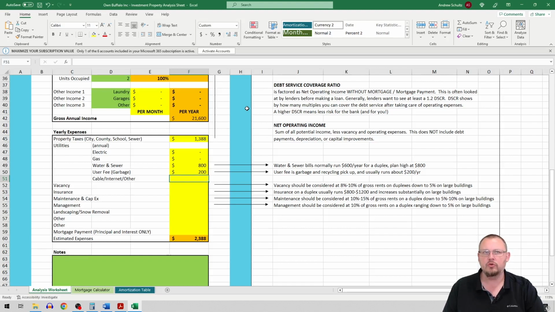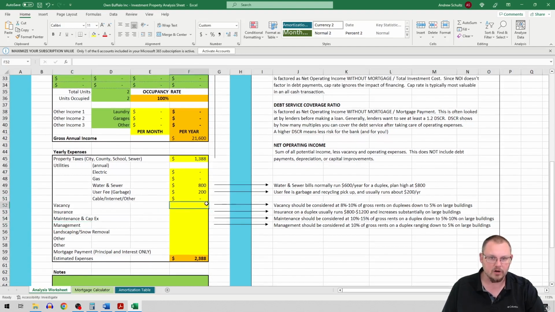Some of us do offer cable or internet as an amenity in buildings, usually on larger buildings and things of that nature. But for the most part, we don't include that. So I'm going to throw a 0 in there. Now we're talking about vacancy, insurance, management, CapEx, and maintenance and things of that nature.